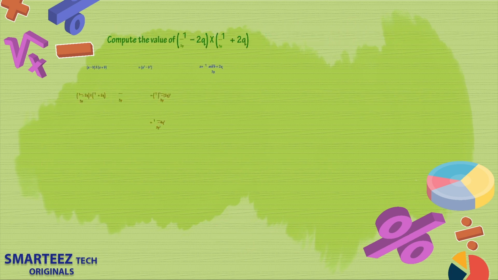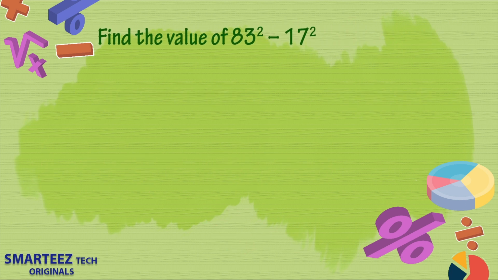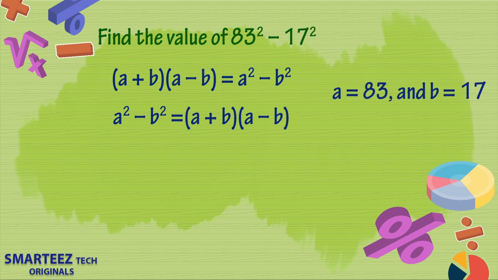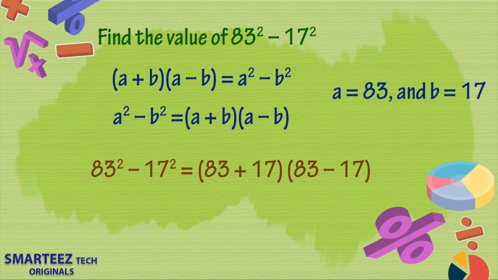Let's do another example. Find the value of 83 squared minus 17 squared. Solution. This is an interesting example because we are asked to find the difference between two square terms. We can use the special product we just learned in a reverse way. If (a plus b) times (a minus b) equals a squared minus b squared, then a squared minus b squared equals (a plus b) times (a minus b). Here, a equals 83 and b equals 17. So 83 squared minus 17 squared equals (83 plus 17) times (83 minus 17), which equals 100 times 66, which equals 6,600.